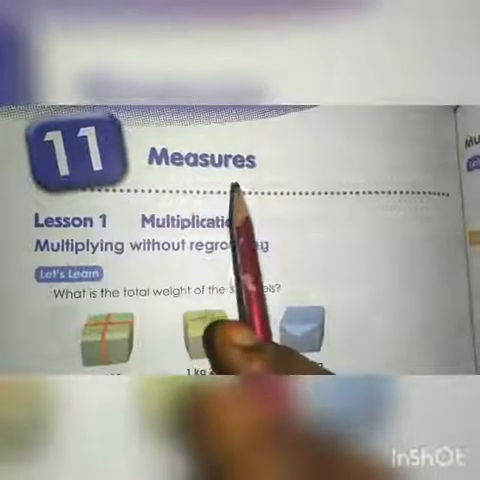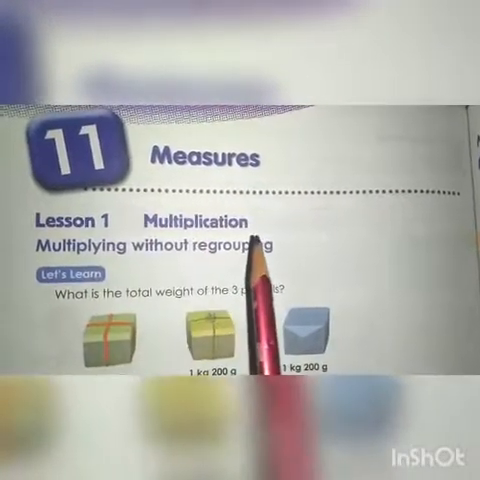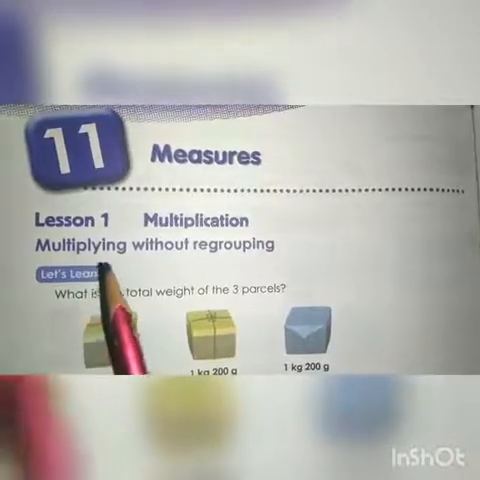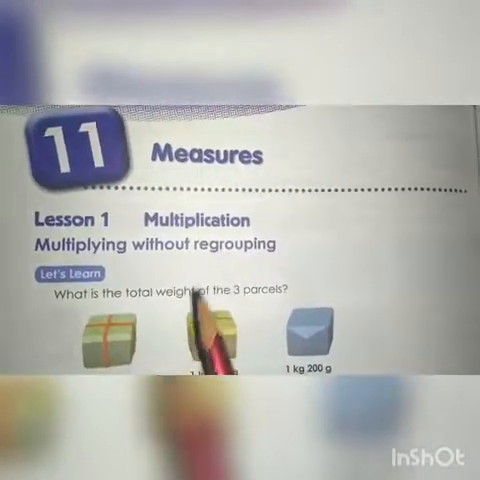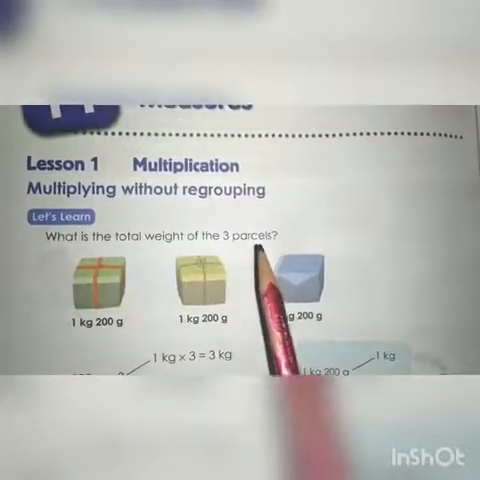Chapter 11, Measures. Let me see the first lesson, multiplication. Multiplying without regrouping. Look at the first problem. What is the total weight of the three parcels?